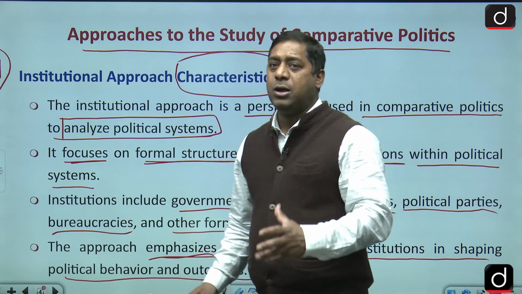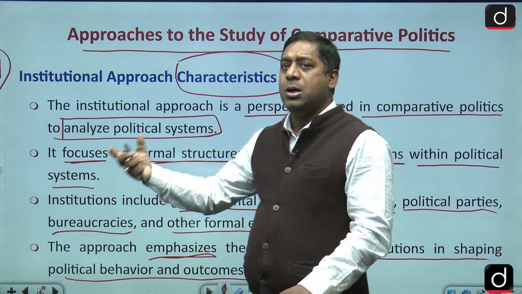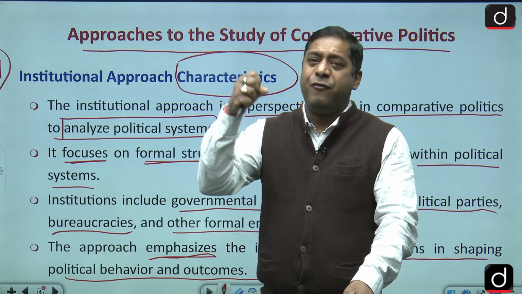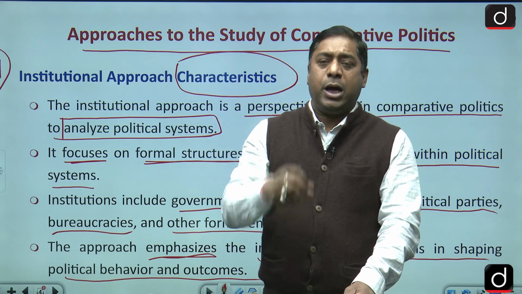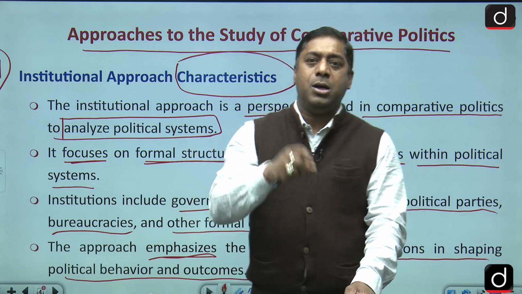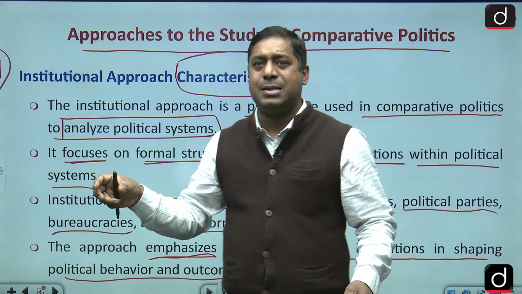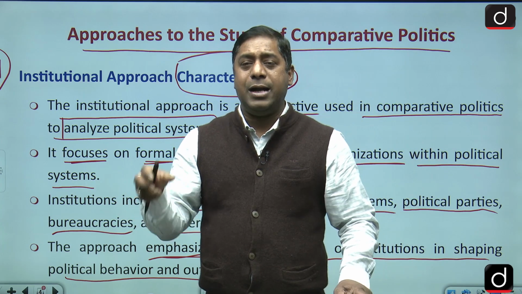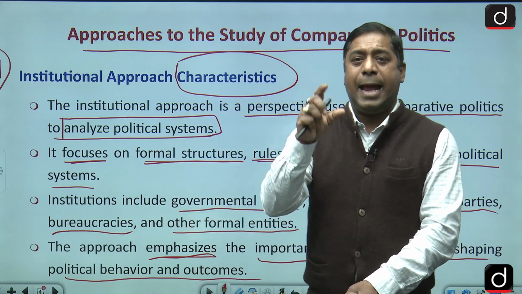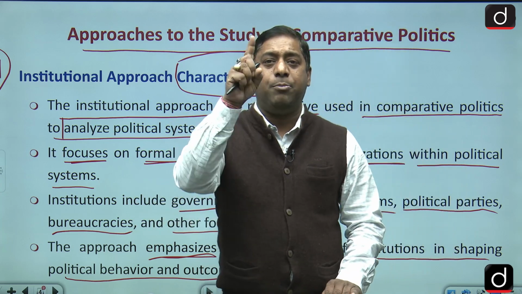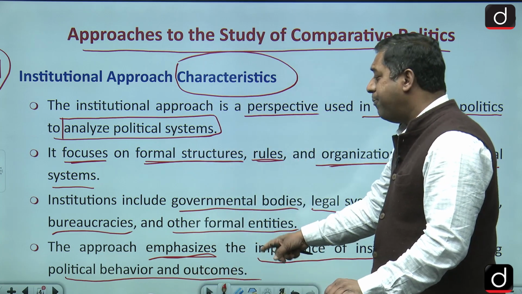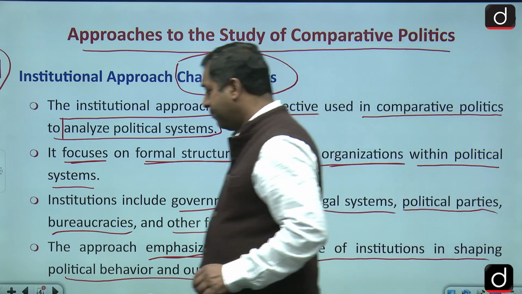So this is what the institutional approach says: it lays emphasis on institutions like political parties, institutions like government, legal system, bureaucracy, and it gives importance to these institutions. Why? Because they help in shaping the political behavior as well as they help in a better outcome.